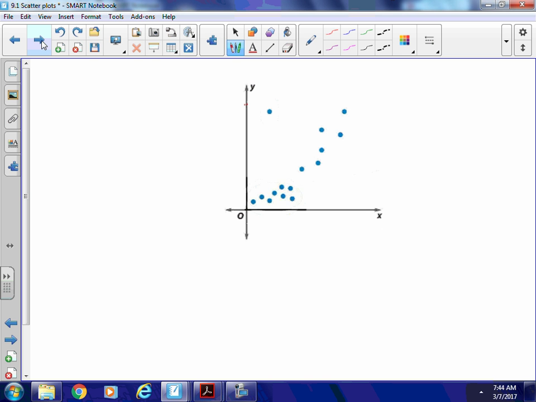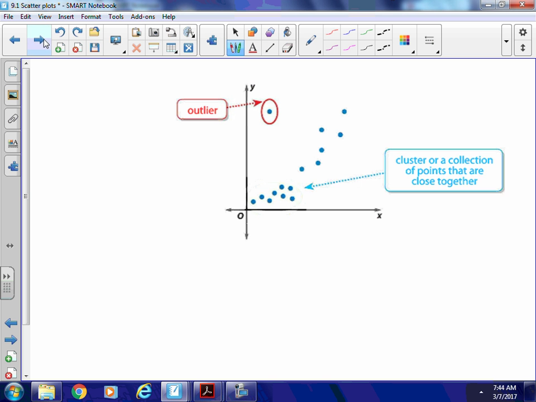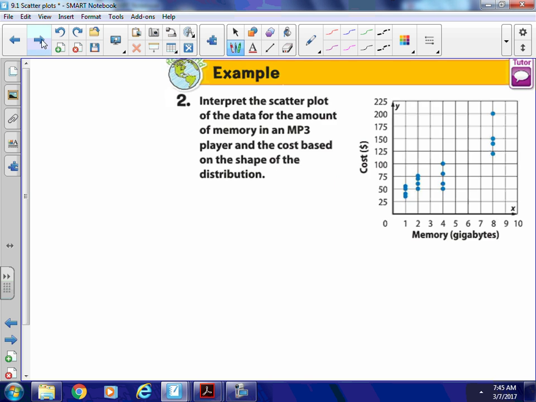But what I want you to notice is first this point way up here that's separate from the rest of the data. We call that an outlier. And down lower, we do notice a set of data that seems to be clustered. Those are really close together, and you would point that out when you're describing what you see on a graph. All right, let's look at example 2.